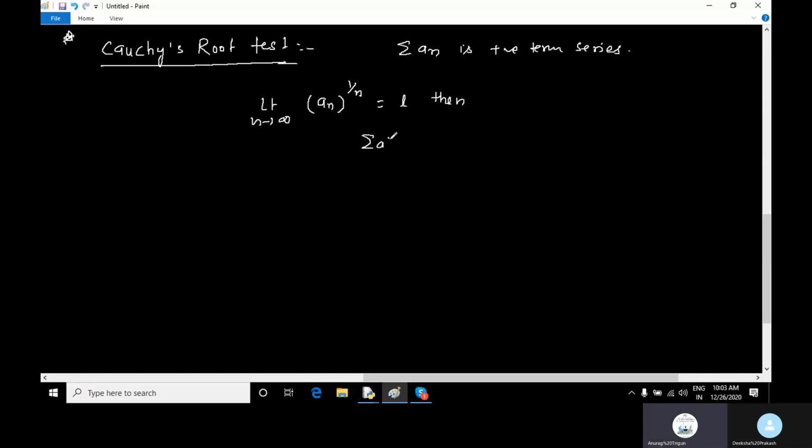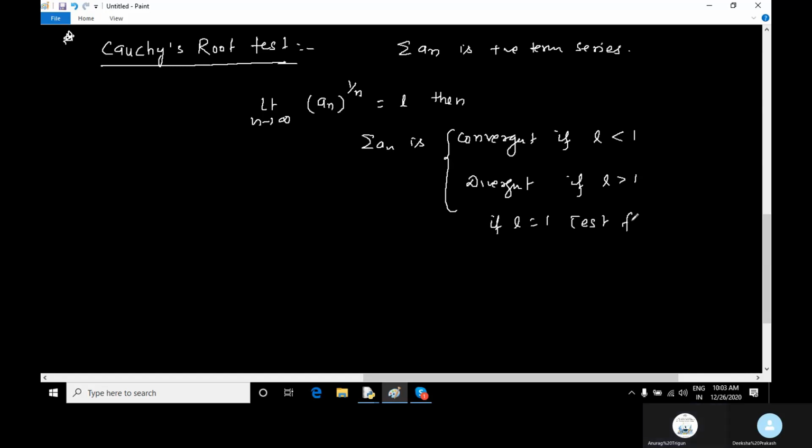Then the summation of a of n is convergent if L is less than 1, and divergent if L is greater than 1. And if L is equal to 1, then the test fails, so use the comparison test. Getting it? Yes, I got it.